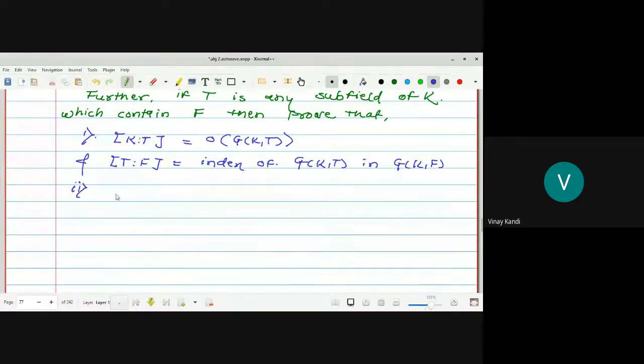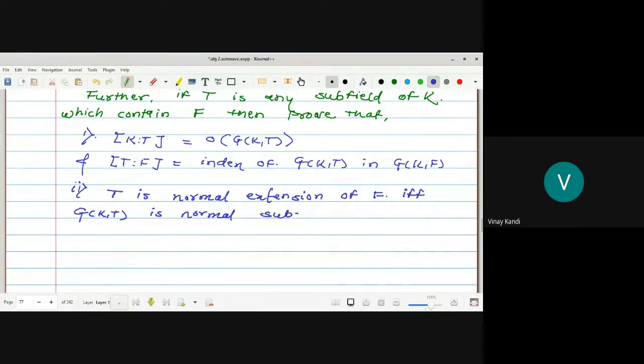If T is a normal extension, T is what? Normal extension of capital F, if and only if this GKT is a normal subgroup of GKF.